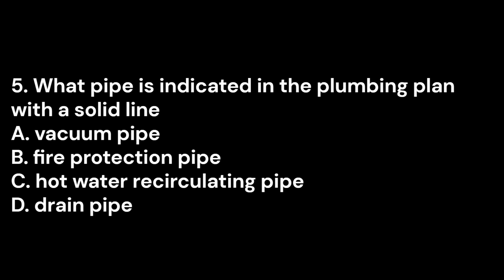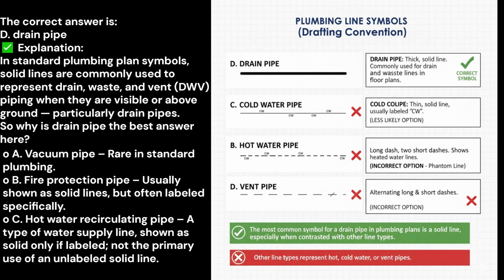Number 5. What pipe is indicated in the plumbing plan with a solid line? A. Vacuum pipe. B. Fire protection pipe. C. Hot water recirculating pipe. D. Drain pipe. The correct answer is D.